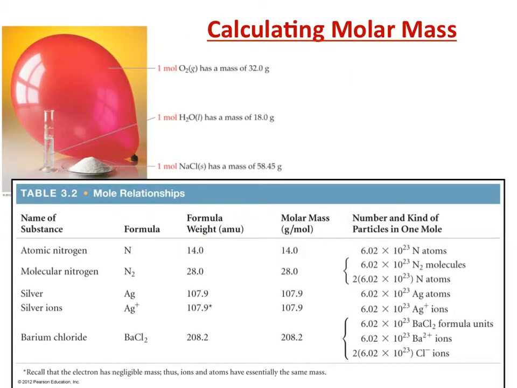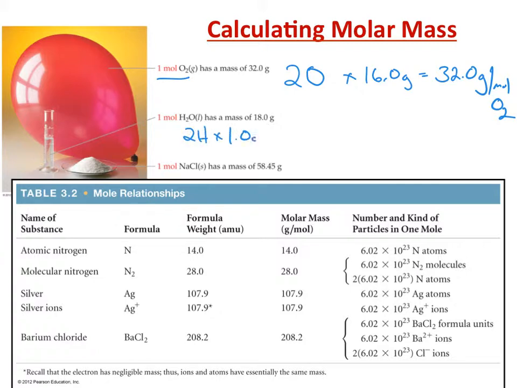Lastly, when we calculate molar mass, we're really just thinking about the total. So if we were talking about 1 mole of oxygen gas, that really means that we have 2 oxygen atoms, where each one would have a mass of 16.0 grams, and so we get a total of 32.0 grams per mole of O2. We could do the same thing for H2O, where we know that we have 2 hydrogens, each worth 1.0 grams, plus we have a single oxygen, which is 16.0 grams, and so again we get 18.0 grams per mole of H2O. We could do the same thing for sodium chloride.